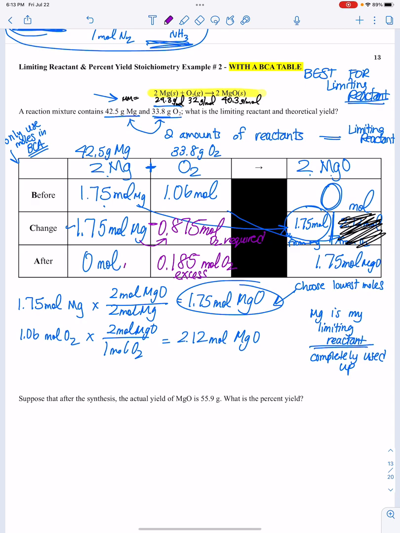I have 0 moles of Mg because it's completely used, and I have this many moles of product that are made. I'm going to go ahead and convert this 1.75 moles of MgO into grams because I might need it for the next part of this question. The molar mass of MgO, I already told you, is 40.3. So moles times molar mass. This is going to tell me my theoretical yield in grams. So 1.75 times 40.3. And I get 70.53 grams of MgO. This is my theoretical yield.